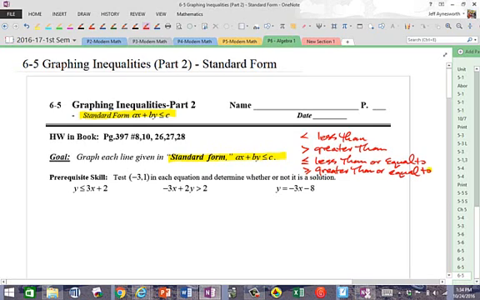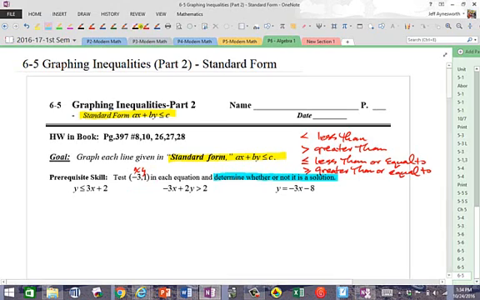Okay, so what we're going to do is go over the prerequisite skill first. We're going to take a point, x comma y, in this case negative 3 comma 1. X is negative 3 and 1 is the y value here. And we're going to determine whether or not it's a solution.